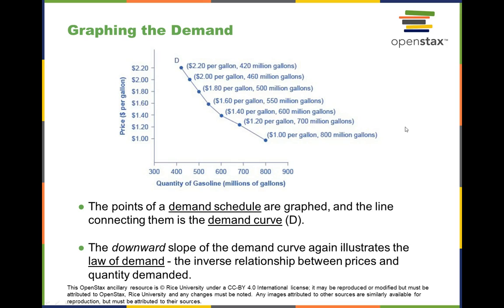And here we can see graphing the demand curve, and we can see each of these would be in that table, that demand schedule. And when we plot them, we can see that it eventually makes a curve. And it also, once again, follows the law of demand. When the price is really high, $2.20 per gallon, only 420 million gallons are going to be sold. But when the price is really low, $1 per gallon, 800 million gallons are going to be sold. And so that's why it slopes from top left to bottom right. So the downward slope, again, illustrates the law of demand, the inverse relationship between prices and quantity demanded.